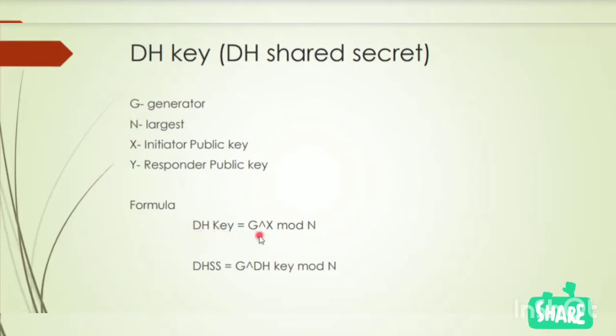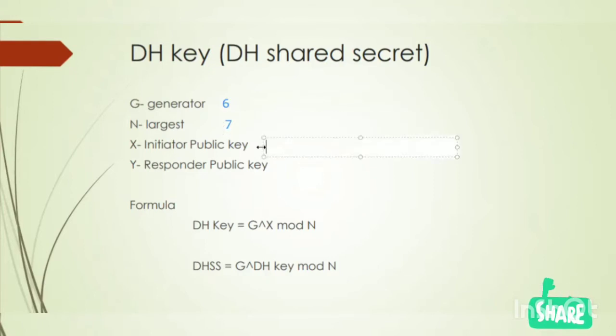The formula for calculating the DH key is G power X mod N. Let's calculate. Let's say the G value is 6, the N value is 7, the X value is 4, and the Y value is 2. But actually the numbers will be large, more than 4 digits. For simplicity I took just single digits.